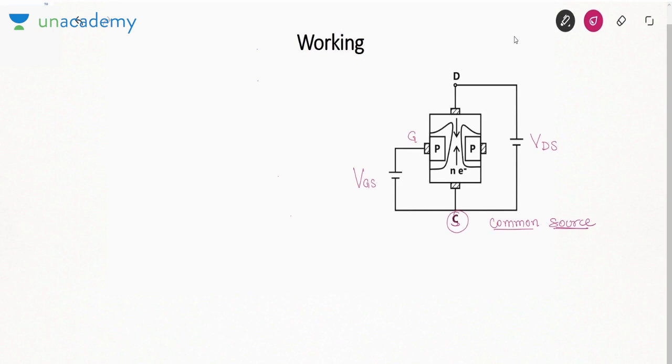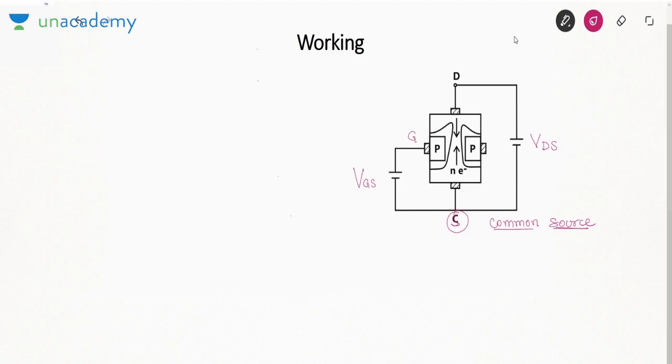Like in BJT we had three configurations: common base, common emitter, common collector. Here also we can have three configurations: common source, common drain and common gate. Because when we have three terminals and we need two ports, one as an input port and one as an output port, one terminal has to be made common between input and output. That is why here also three configurations are possible.